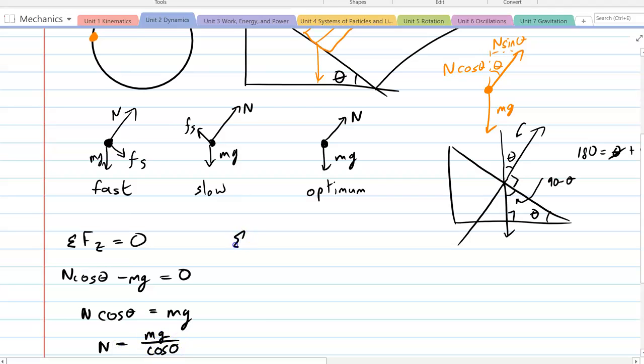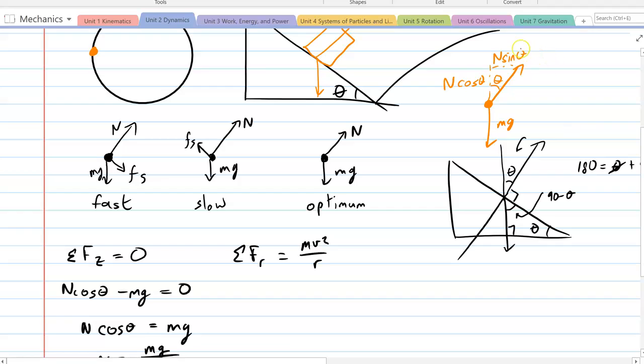And now we look at the radial direction, which is equal to mv squared over r. And now the thing that's supplying the radial direction, if you look at this free body diagram again up here, is the normal sine. So this is the thing that's supplying centripetal force. So normal sine theta is equal to mv squared over r.